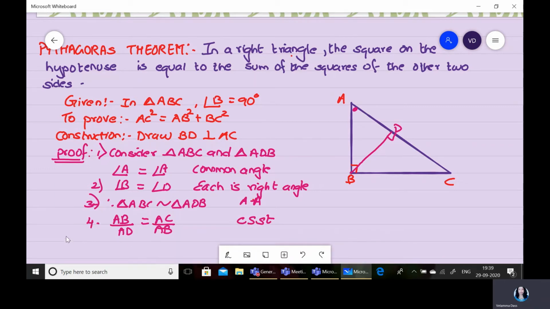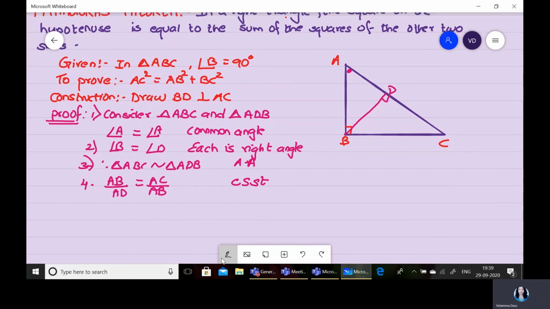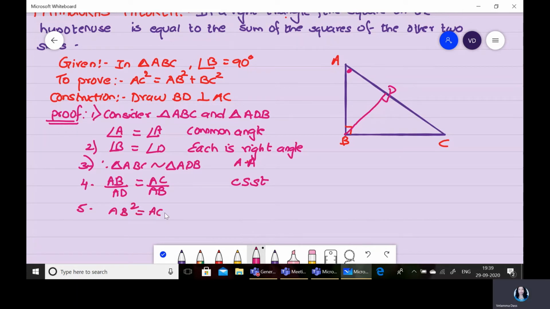Now when we cross multiply, here we get AB square. See, AB into AB, AB square equals AD into AC, or AC into AD. Now once we have AB square, our aim is to find BC square. So to find BC, again we will consider two triangles where BC exists.